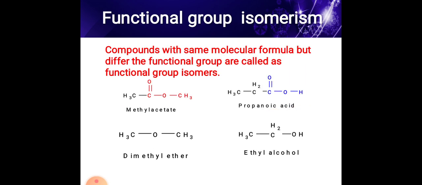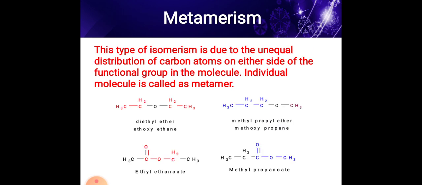Then see functional group isomerism. Compounds having the same molecular formula but differing in the functional group are called functional group isomers. See the examples: methyl acetate, propanoic acid, dimethyl ether, ethyl alcohol have the same molecular formula. Here methyl acetate and propanoic acid differ in the functional group. And the same here in dimethyl ether and ethyl alcohol, the molecular formula is the same but they differ in the functional group. This is called functional group isomerism.